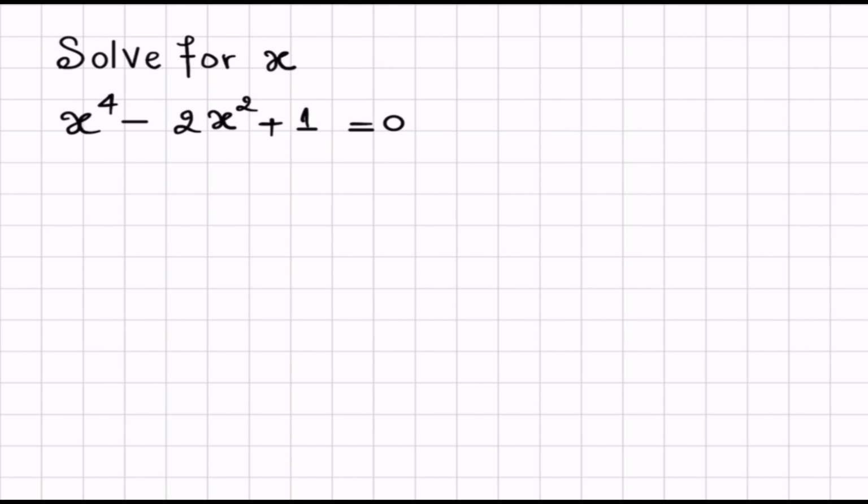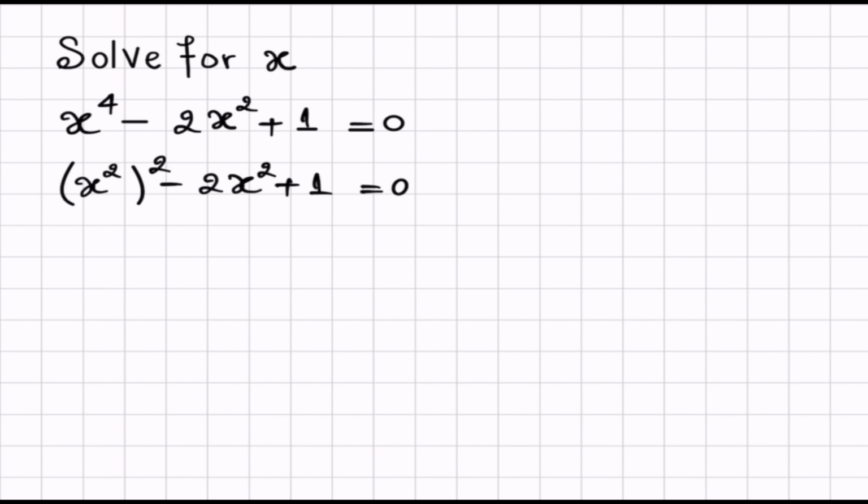In this video tutorial we are going to solve for x. We have this equation. It is a fourth degree equation, so it is easy, not really hard. As you can see, I have x to the power 4, so we can write it as (x square) raised to square minus 2x square plus 1 equal to 0.